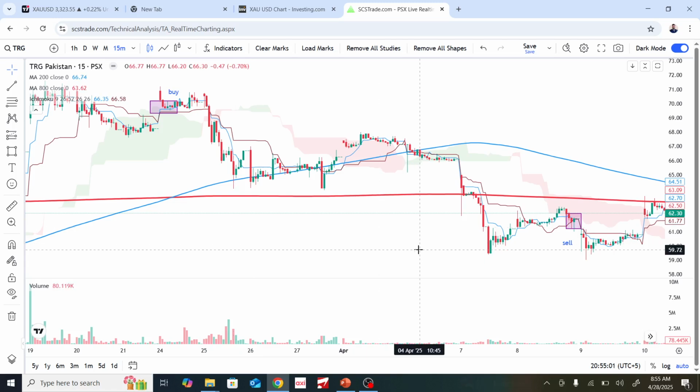And the rest I told you what you have to look for. You just look for the test of the cloud. If everything is down and the market is testing the green cloud, you buy, and if everything is up and the market is testing the red cloud, you sell. Simple as that. There is no rocket science in it.